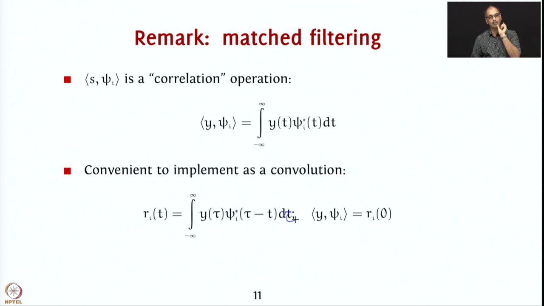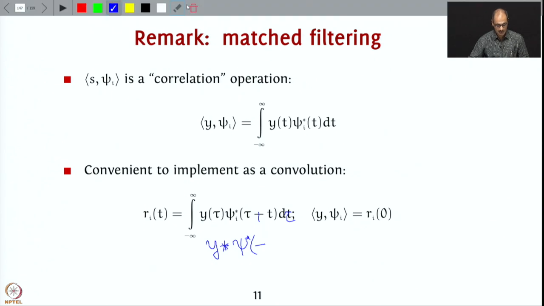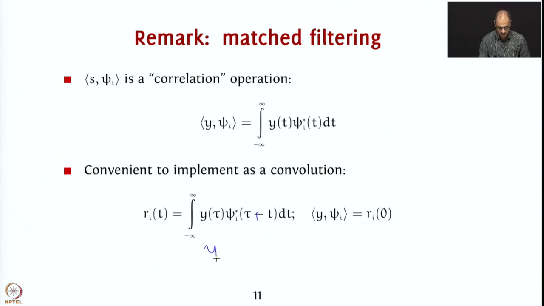The reason is that, to perform correlation, you are essentially flipping the signal. If you flip and convolve, that's the same as correlation, right? Let me just rewrite it in a proper way. You are essentially performing the integral of y of tau multiplied by psi_i star of t plus tau d tau. So it should be plus. This is equal to y of t convolved with psi_i star of minus t. That's what is happening. So correlation can be obtained by performing a flipped convolution.